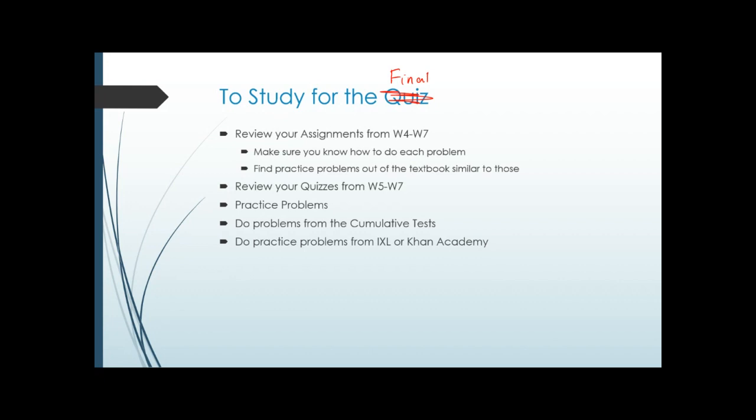Do lots of practice problems. Do problems from the cumulative tests that are at the end of various chapters. The textbook's website has practice tests as well, so I'd recommend working through those. And you can do practice problems from IXL or Khan Academy as well. So the best way to study is to practice, because if you just read the material, you're not going to be successful.